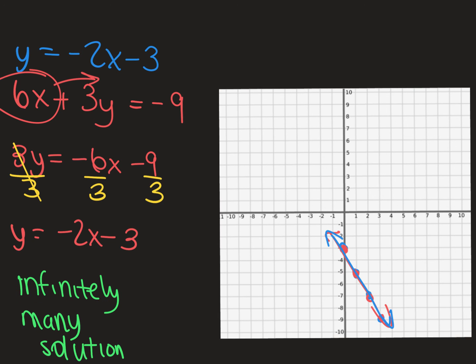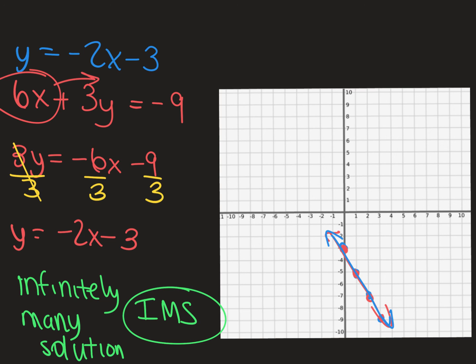They don't cross everywhere because they're not crossing over here, they're not crossing over here. So you can't say all real numbers, but you say infinitely many solutions. If you want to abbreviate, that's fine. Infinitely many solutions, I'm fine with that.